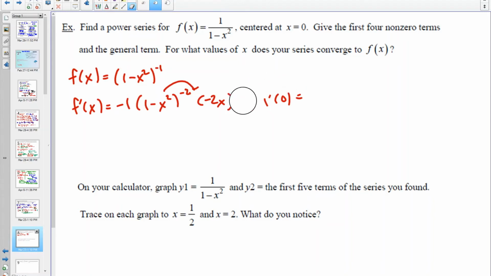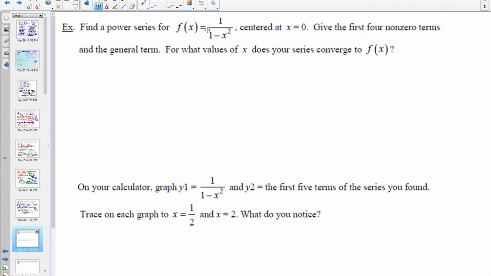And that shortcut is, if you notice that the function they give you looks like a1 over 1 minus r, or if you can manipulate it to look like this, then you can do a shortcut to figure out what your series is. So when you look at this problem, this is 1 over 1 minus x squared. You can see that your a1 is equal to 1 and your r is equal to x squared.